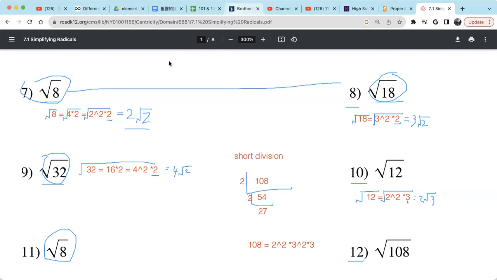Why do we want to write in square terms? Because square cancels square root. That's why we're trying to put everything in squares. So we have 2 squared, we have 3 squared. That means we have 6 squared. Square root of 6 squared, so we have 6. What's left inside the radical sign? Square root of 3.